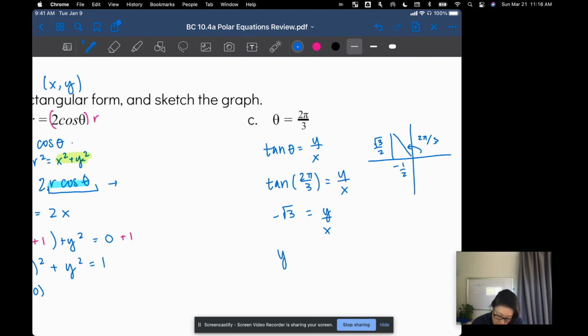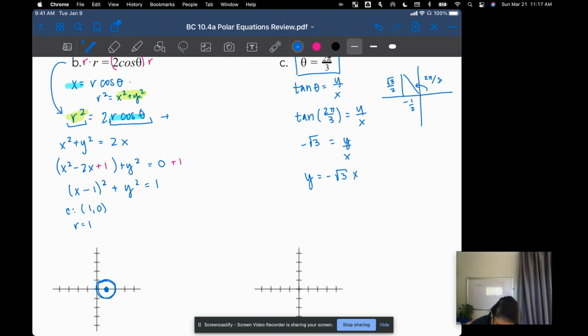Now we just need to isolate y. So I get negative root 3 times x. So what I see is that an equation written in polar form as theta equals a constant is just a line that goes through 0, 0. Okay, so I'm going to have my y-intercept at 0, 0. Negative root 3 is a little less than negative 2, or a little greater than negative 2. There we go.